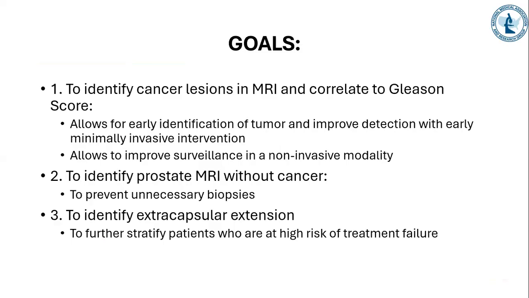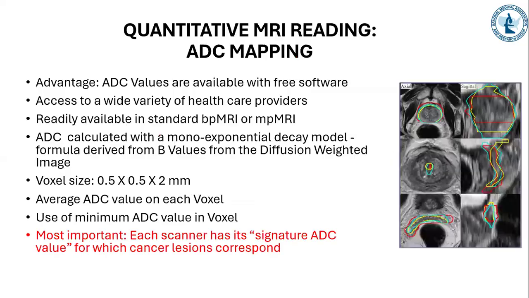The second goal is to identify prostate MRI without cancer to prevent unnecessary biopsies, and also to identify extracapsular extension and to further stratify patients at high risk of treatment failure. So let's tackle the first item.